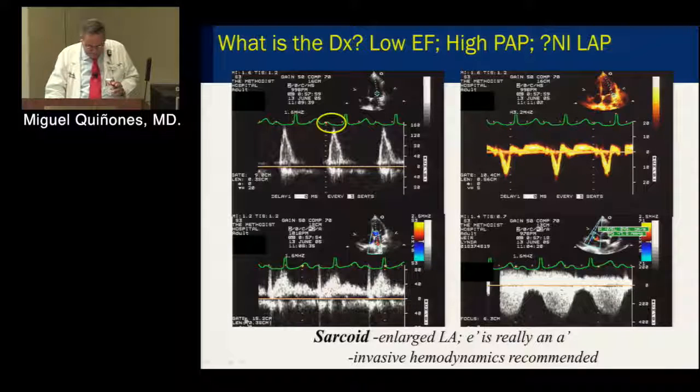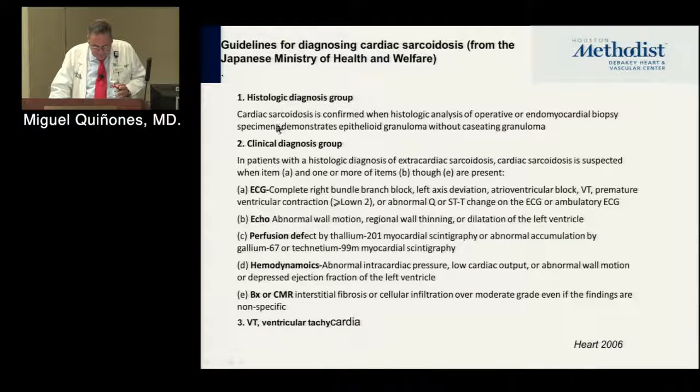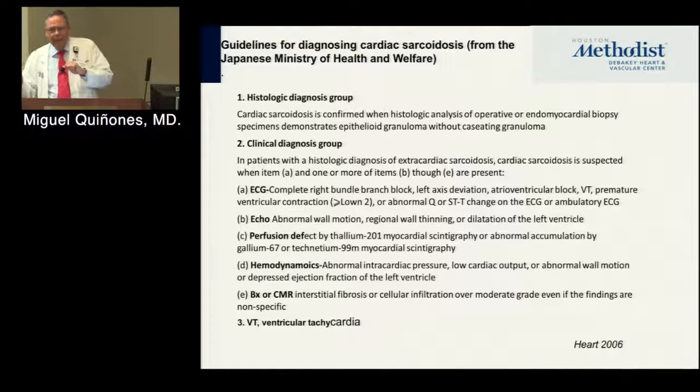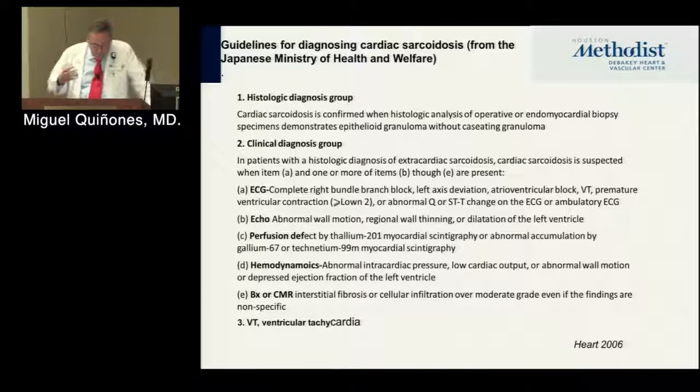All right. So this is published in 2006. These are the guidelines from the Japanese Ministry of Health and Welfare. You can Google them and copy and paste them, which is what I did. And of course, diagnosis is histologic, right? That's the bottom line. But very rarely are we going to be doing biopsies of the heart for this. Our non-invasive biopsy now is the CMR. Since not everybody has CMR, they came up with this type of recommendations.